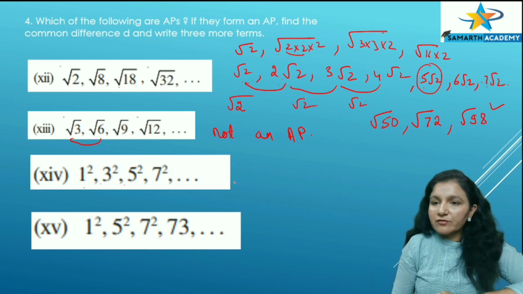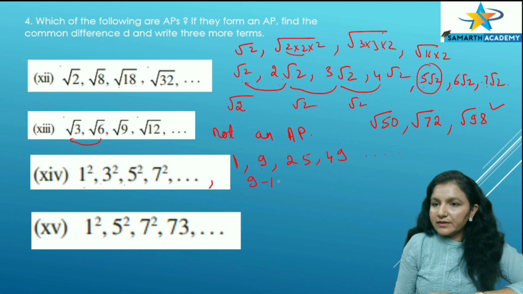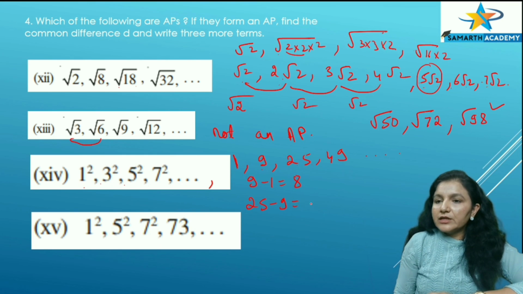1 square, 3 square, 5 square, definitely not an AP, but we'll still explain how it is not an AP. So the given terms 1, 9, 25, 49 and so on. So 9 minus 1 is equal to 8. 25 minus 9 equal to 16. So therefore no common difference, hence not an AP.